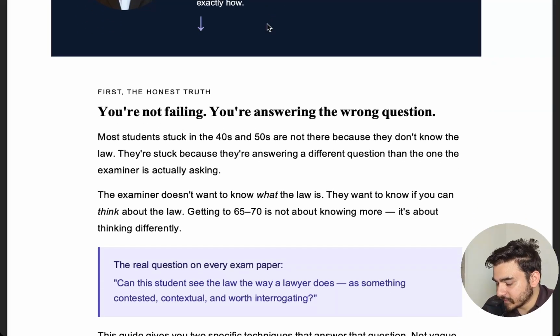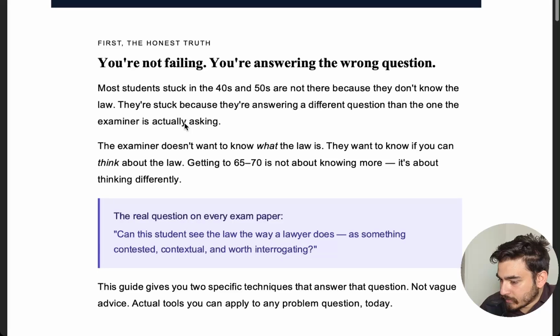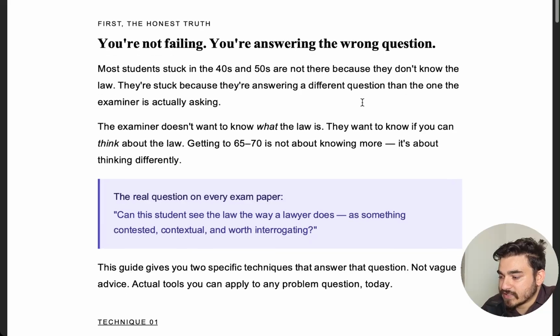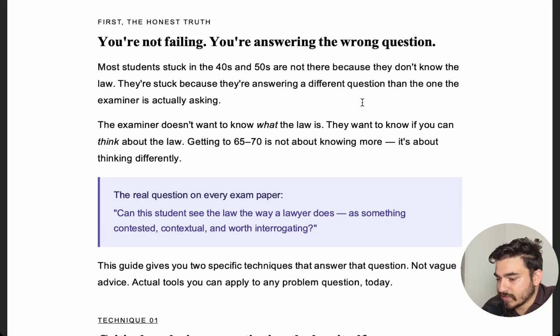So first things first, you're not getting your desired score because you lack the knowledge. It's because you aren't answering the question that the examiner wants you to answer. Most students stuck in the 40s and 50s are not stuck because they don't know the law. They're stuck because they're answering a different question than the one the examiner is asking.